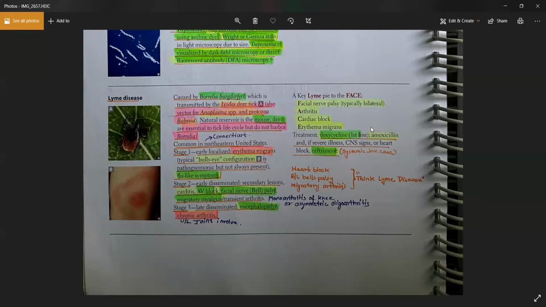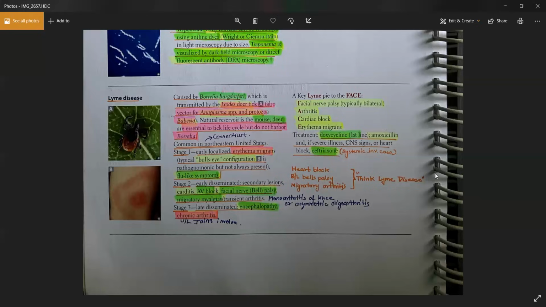Okay, so for the treatment, if it is not disseminated, if it is still in stage 1, you will give the patient doxycycline. And if a systemic infection occurs like AV block or Bell's palsy, you will give the patient ceftriaxone. So ceftriaxone for the systemic infection or the dissemination, and doxycycline if the patient has stage 1 disease. And you can also remember one important fact, that for any tick bite, you will always give the patient tetracyclines. For any kind of tick bite, you will give the patient these tetracyclines, which are the doxycycline. Very important.